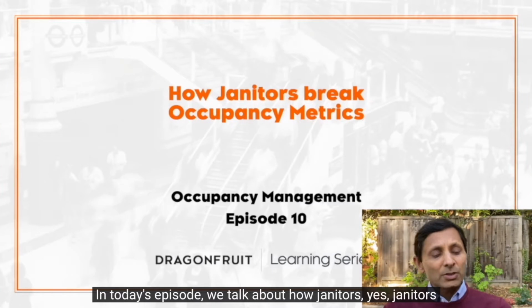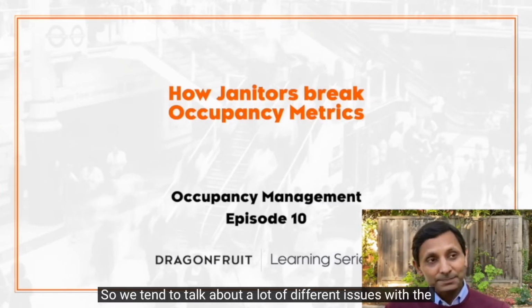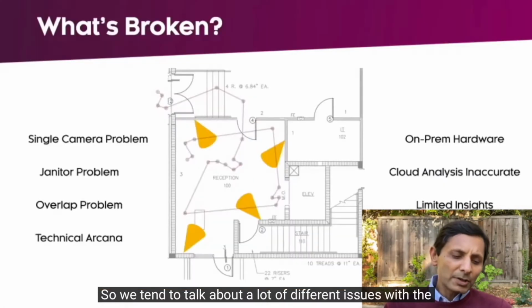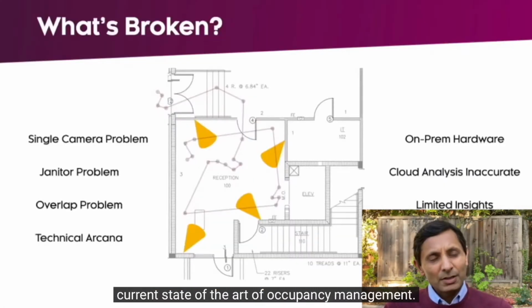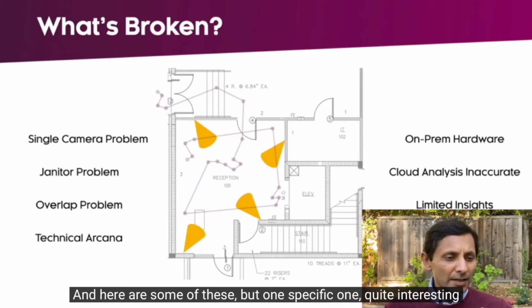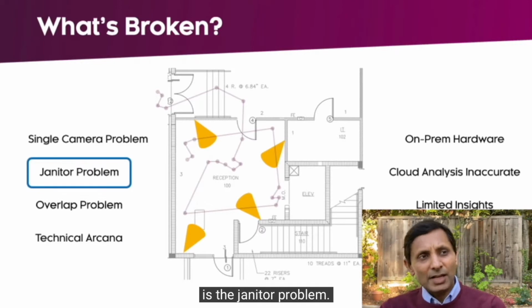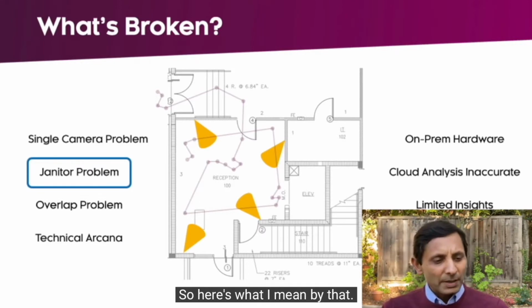In today's episode, we talk about how janitors, yes, janitors, break occupancy metrics. We tend to talk about a lot of different issues with the current state of the art of occupancy management, and here are some of these. But one specific one that's quite interesting is the janitor problem. Here's what I mean by that.